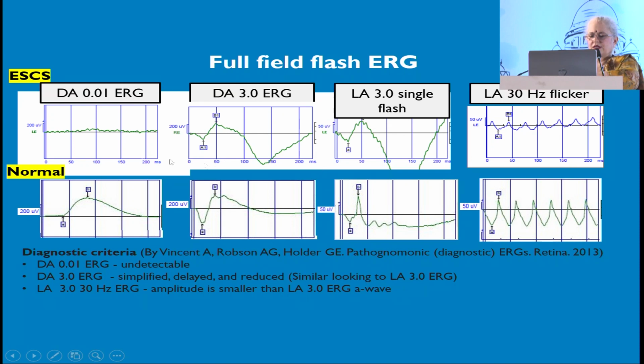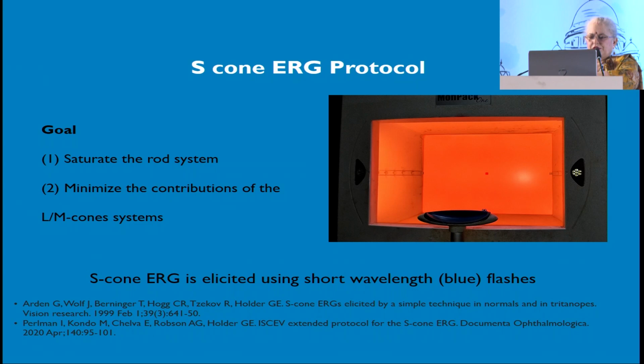Whereas this is an example to show that when there is a disease in the retina, everything will change. So by studying the waveforms, we can know what is the problem in that patient. We can also have different protocols, like the S-cone protocol.